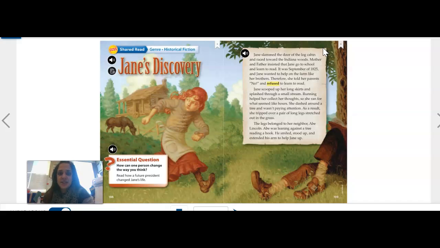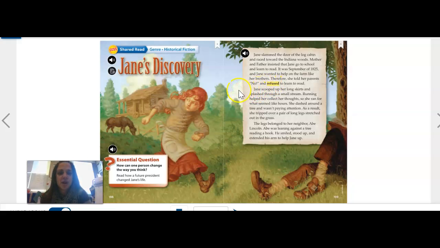That evidence right there tells me this is historical fiction, because in today's world, all kids are taught how to read. And Jane isn't in school right now. She's working on the family farm. But her father insisted that Jane go to school and learn to read. So that tells me that not all kids go to school. And in the past, not all kids went to school.